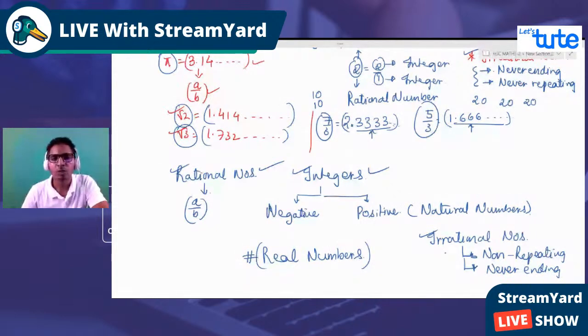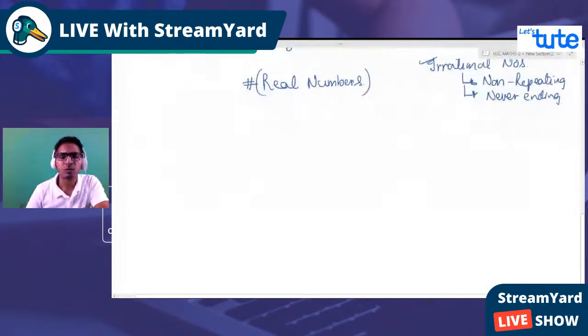Okay, so now hope you have an idea about what are integers, natural numbers, whole numbers, rational numbers, and irrational numbers. These things are important for understanding the chapter further. Fine. Now the next thing we are going to study is Euclid's lemma.